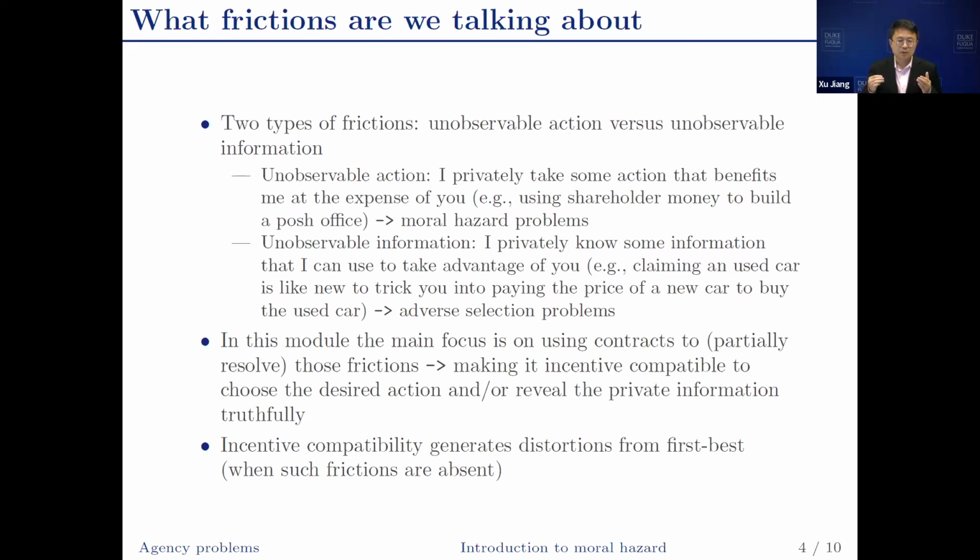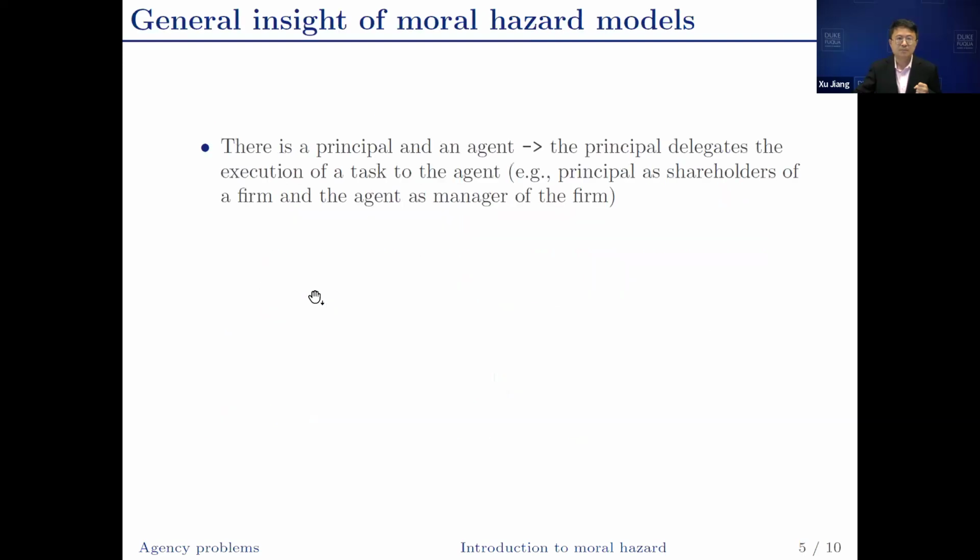And so those incentive compatibility issues would generate distortions from first best. First best is defined as when such frictions are absent. That's why we're saying contracting solutions cannot completely resolve the frictions.